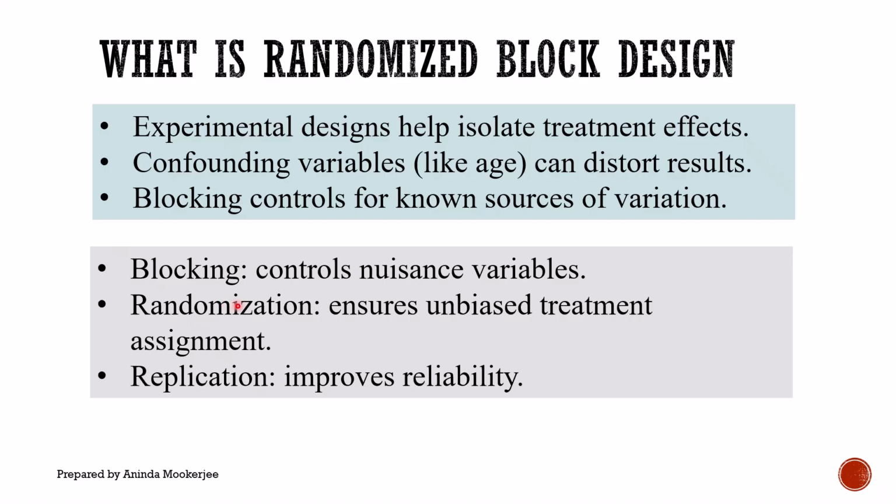So blocking controls nuisance variables, which is the same as confounding or extraneous variables. It also ensures randomization, and that's very important because in any statistical study, we have to use randomization. All studies or experiments must be based on simple random sample to ensure that the study is unbiased. And also it allows replication.